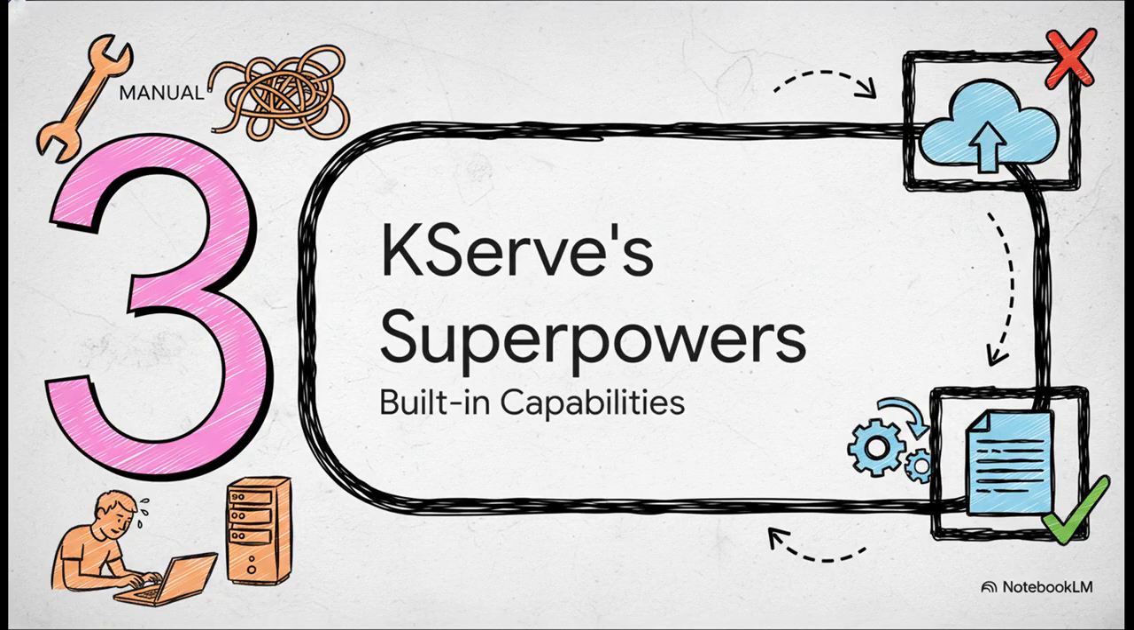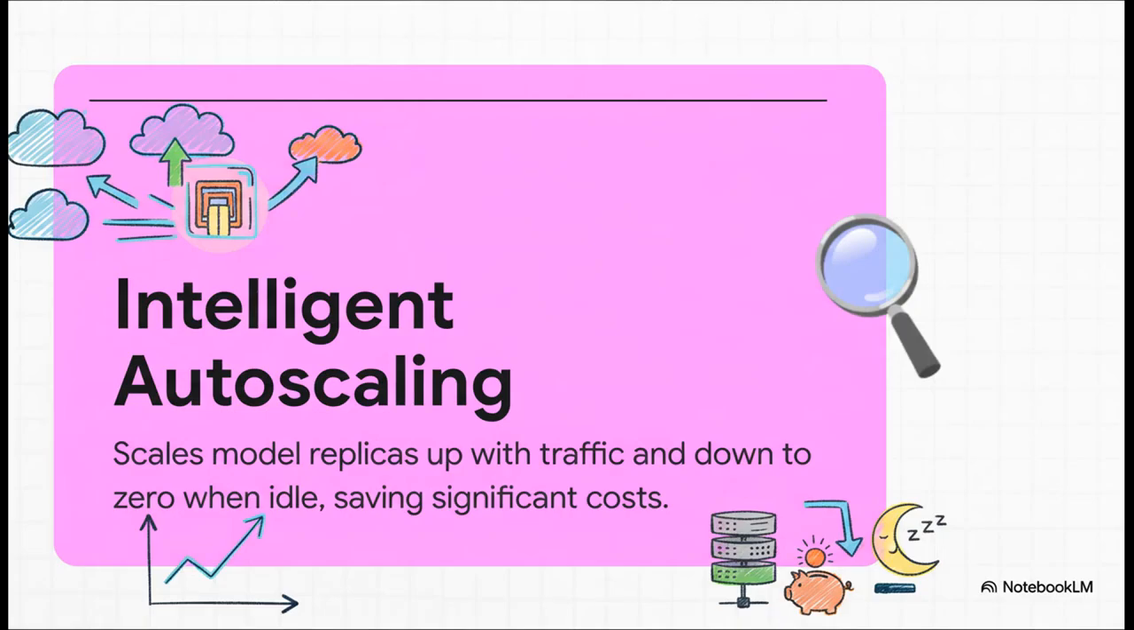So you might be wondering, how on earth does it do all that? Well, KServe isn't just a simple script. It's a full-blown platform, and it comes with some incredible capabilities built right in. You can think of them as its built-in superpowers. Superpower #1, intelligent autoscaling. So let's say your app goes viral and you suddenly get a flood of traffic. KServe will automatically spin up hundreds of copies of your model to handle it. But here's the best part. When things quiet down, it scales everything all the way back down to 0. That means you're not paying a dime for servers you're not using. It's a game changer for costs.